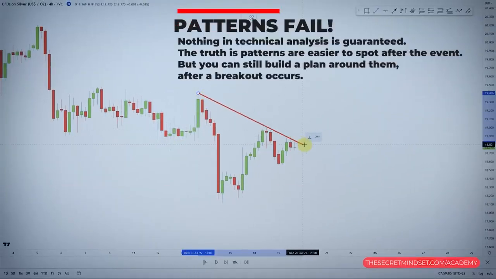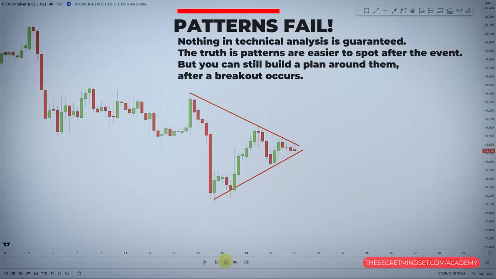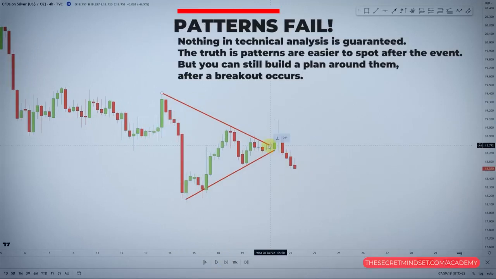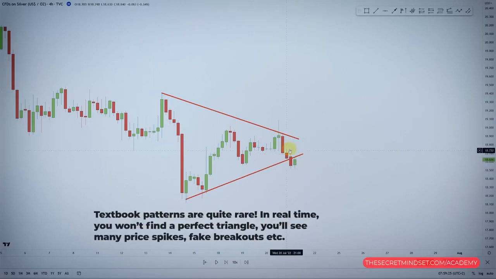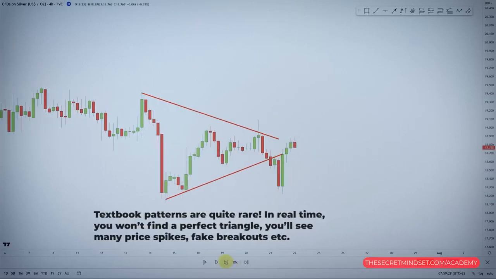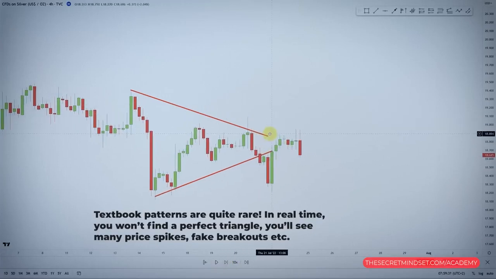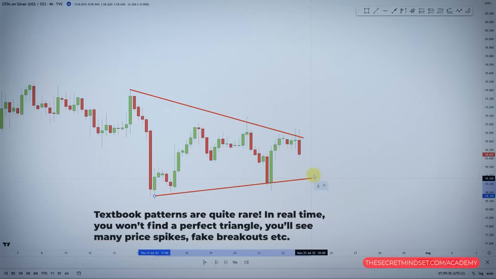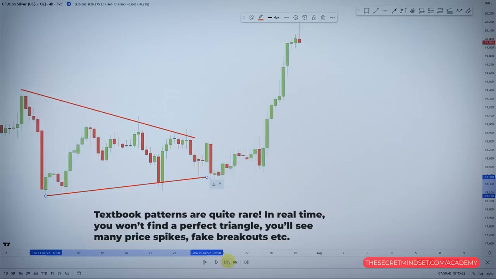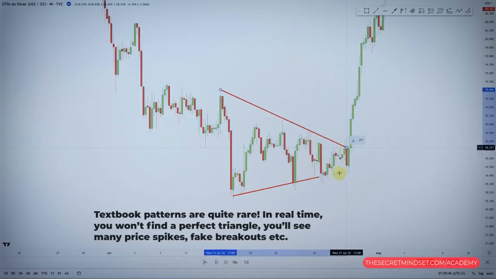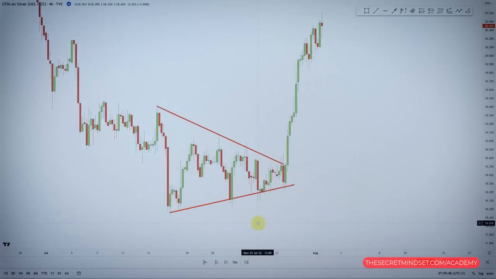And remember, patterns fail. Like any technique, nothing in technical analysis is guaranteed. The truth is that they are easier to spot after the event, but you can still build a plan around them after the breakout occurs. Another key point is that textbook patterns are quite rare. In real time, you won't find a perfect triangle. You'll see many price spikes, false breakouts. You just have to observe the relationship between the swings and adjust your lines as the price unfolds. And another tip, chart patterns are more reliable on the higher time frames. So look at the bigger picture first.